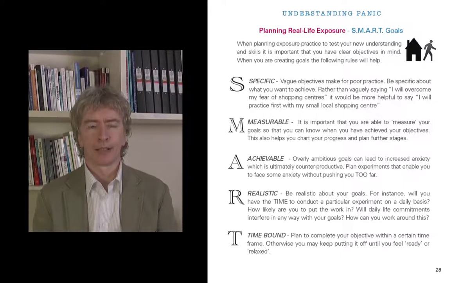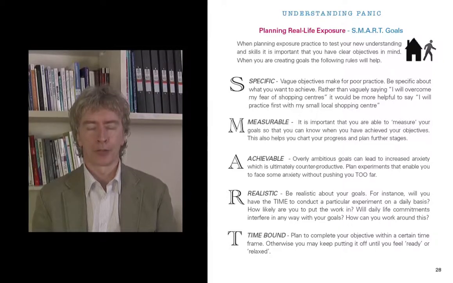S, specific. Vague objectives make for poor practice. So be specific about what you want to achieve. Rather than vaguely saying, I'll overcome my fear of shopping centres, it's more helpful to say, I'll practice first with that specific shopping centre down the road, and then I'll try the bigger one, a mile away, so that you know exactly what you're going to do first.